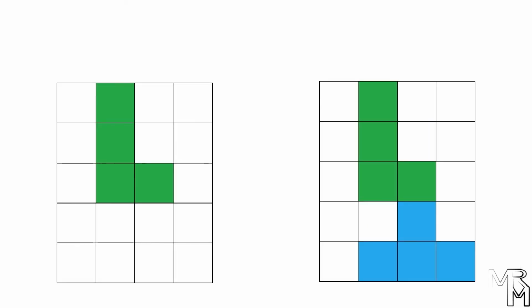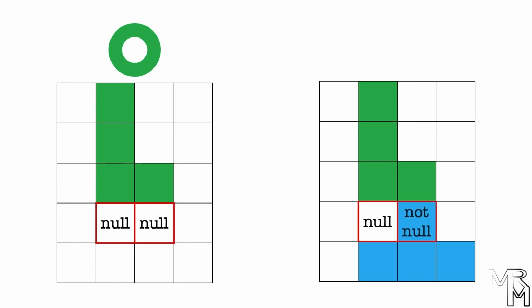Well, to make sure that the block can move downwards, we need to make sure that the background cells immediately below each column of the block's shape are null. And if at least one of the columns of the block's shape has a non-null cell right below it, the block must not move down. Before we get to code writing, please look at these diagrams again and make sure you understand the idea.